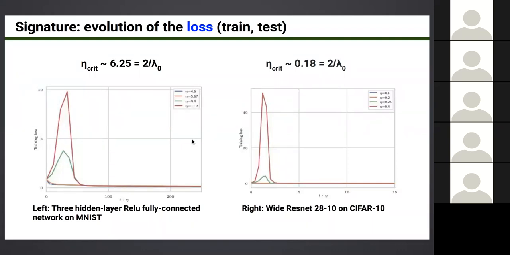And you see this for two different models. The one on the left is a simple setting of ReLU fully connected networks on MNIST. But you see that the same thing holds on the right, even with wide ResNet. This is a network with batch norm, conv layers, skip connections, etc. Similar phenomenology holds.